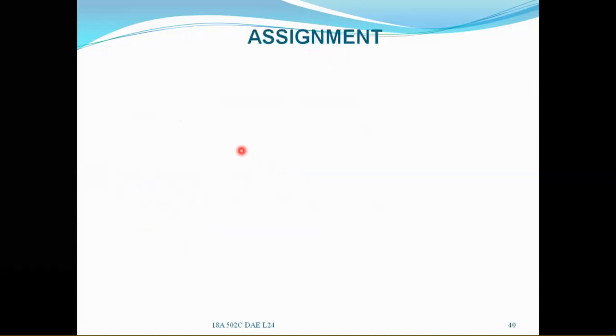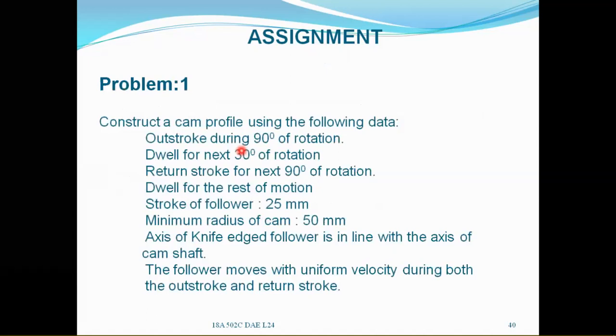So let us have two small assignment questions, for a knife edge follower with uniform velocity and also a knife edge follower with simple harmonic motion. Construct a cam profile using the following data: outstroke during 90 degrees of cam rotation, dwell for the next 30 degrees, return stroke for the next 90 degrees of cam rotation, and dwell for the rest of the motion. This is 90 plus 90, 180, plus 30, 210. So the remaining is the dwell period, and the stroke of the follower is 25 mm.